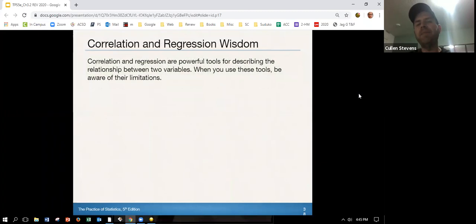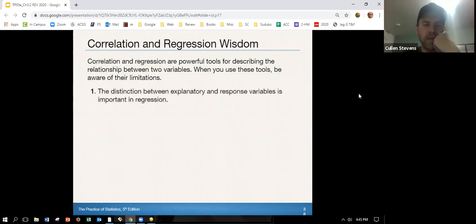So let's talk about things that we've learned about regression and correlation, some things we have to be careful of, and some things we have to watch out for. Number 1, remember that regression requires the distinction between an explanatory and response variable. That's important in regression, okay? We need to know which one's explanatory and which one's response, because X is trying to explain what Y is doing. X is trying to explain the response that Y shows.